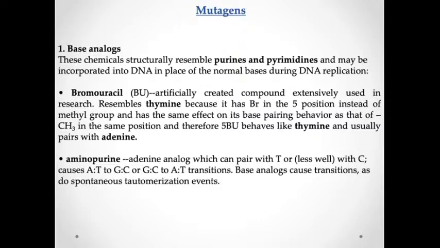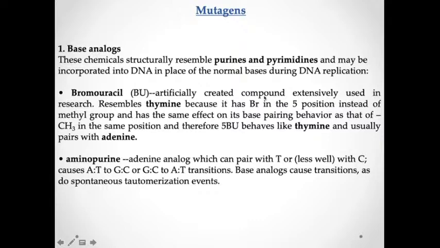So the chemical mutagens, first, are the base analogs. These chemically resemble purines and pyrimidines and may be incorporated into the DNA. By having the same shape or structure, they could be incorporated into the DNA in place of the normal bases during DNA replication. For example, bromouracil and aminopurines are the two examples.